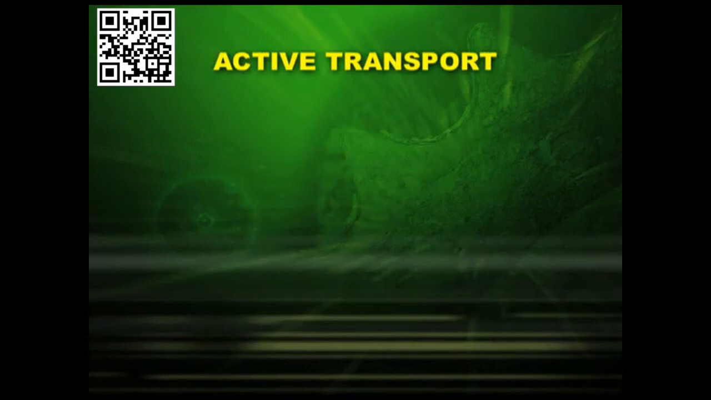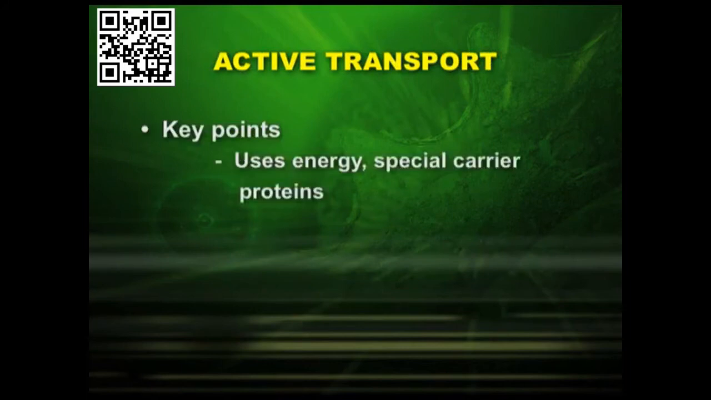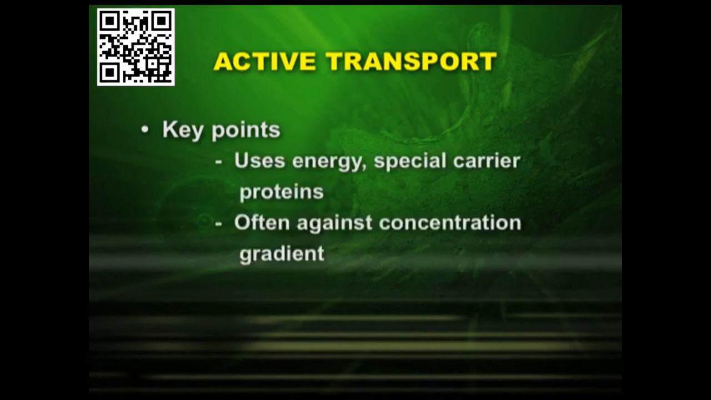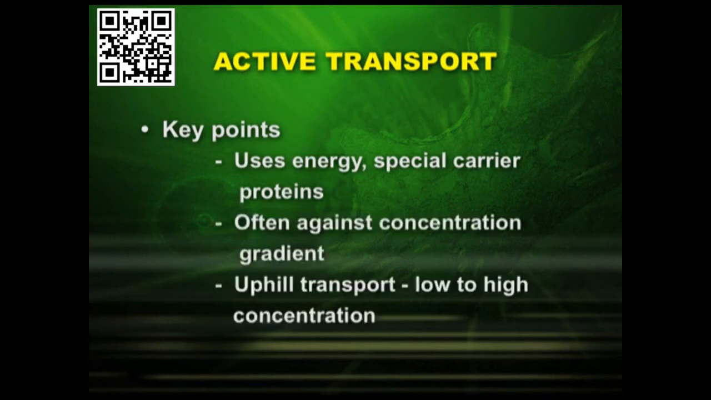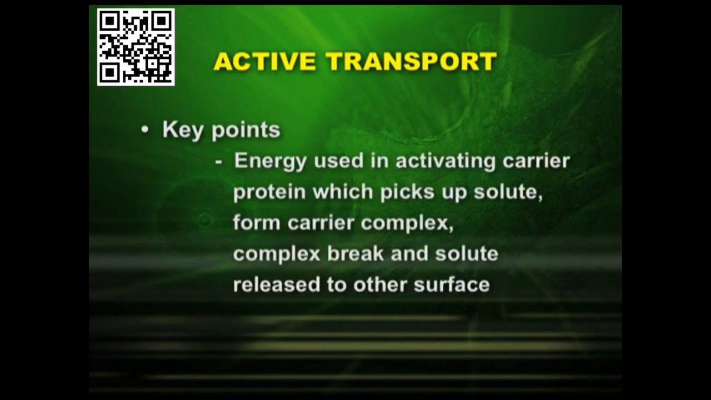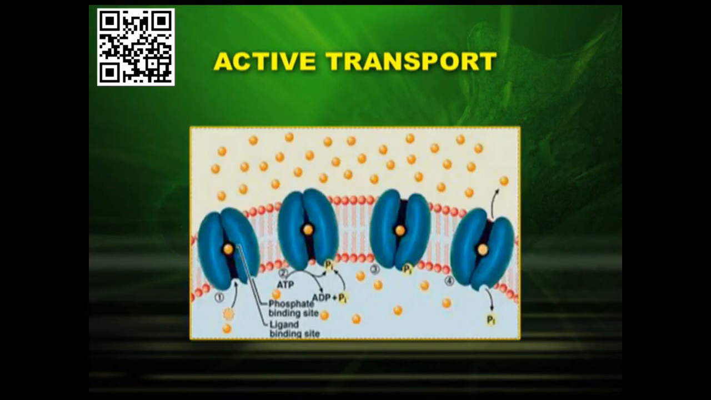In active transport, the key points are: it uses energy, involves special carrier proteins, and is often against the concentration gradient. So, it is an uphill reaction, that is from low to high concentration, and energy is used in activating the carrier protein, which picks up the solute from the carrier complex, the complex breaks and the solute is released to the other surface. Now, let us see the diagram that clearly explains the steps of active transport.